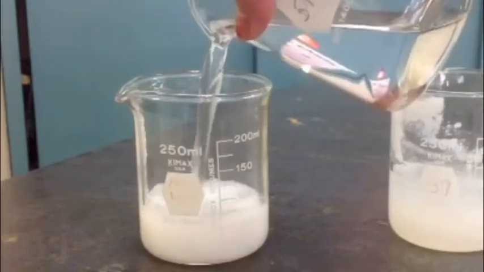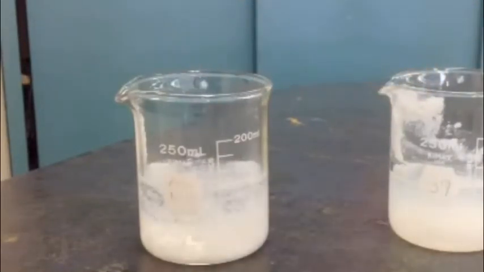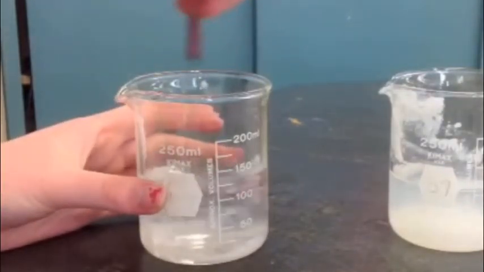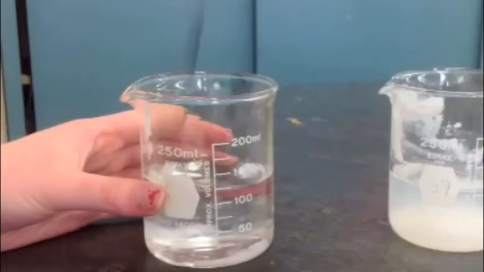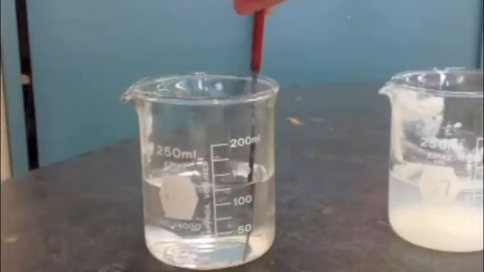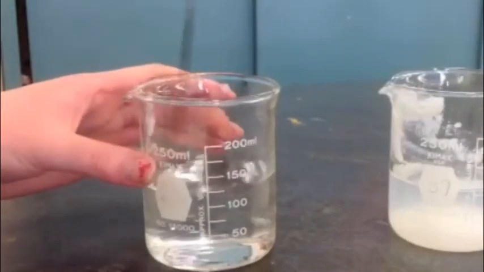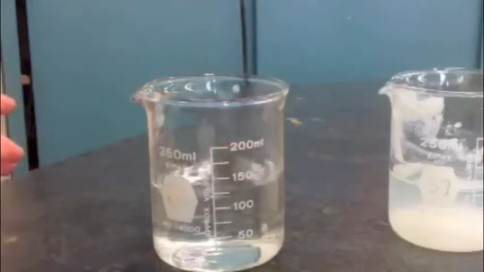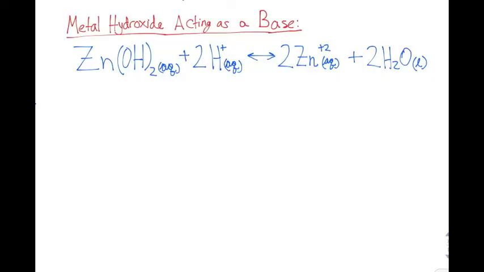For this reaction, we will add about 75 milliliters of hydrochloric acid to the zinc hydroxide precipitate. As you can see, the zinc hydroxide precipitate will dissolve. Here's the net ionic equation for this reaction.